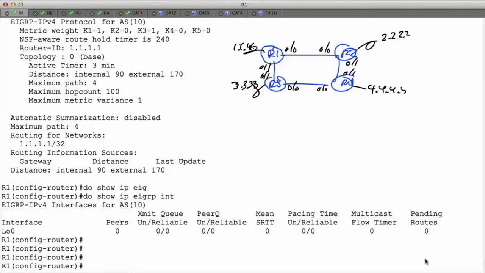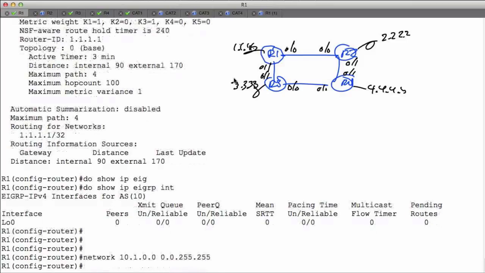So what I want to do with one command is have E0/0 and E0/1 participate in EIGRP. The way I would do that is I'd say network 10.1.0.0, and I'm going to say anything that matches 10.1. I don't care what's in the third octet, or the fourth octet, excuse me. I want those to participate in EIGRP.